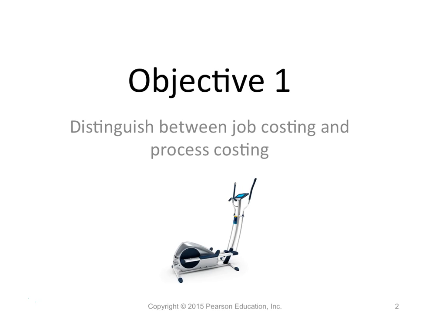So we have multiple objectives. First one, we're going to look at job costing and process costing. And then later on, we're going to look at comparing and contrasting job costing and process costing. And then we're going to explain the documents and a system used to trace direct materials and direct labor to specific jobs.